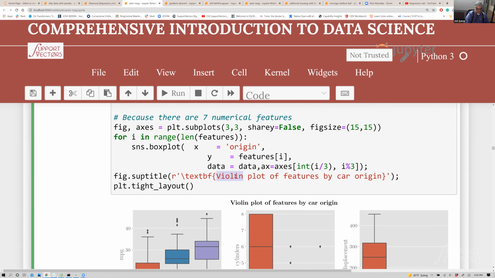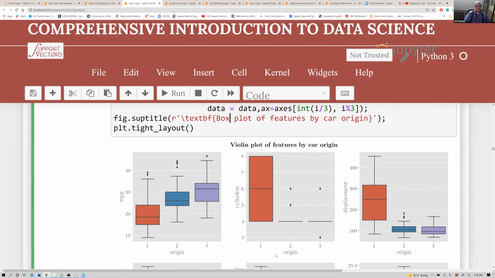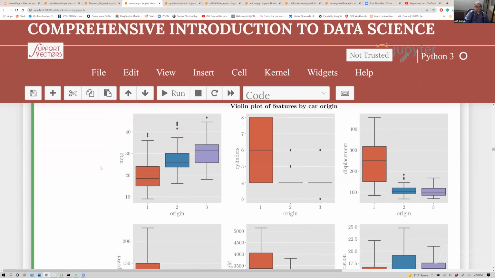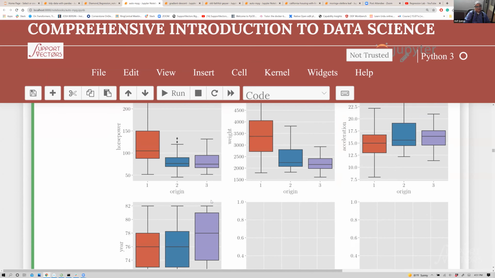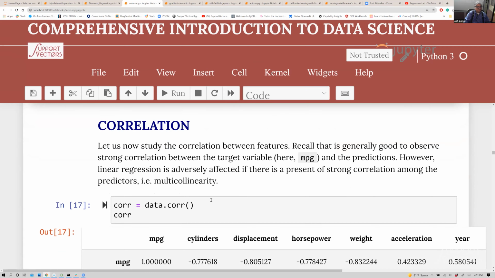Box and whisker. Box plot of the features. This is the box plot. In the box plot, this is the middle value, the median value. This is the way the data is distributed, the sort of average data. The whiskers represent, I think, the quantile limits, right? And then these are the outliers. So these are the standard box and whiskers that you used from college.